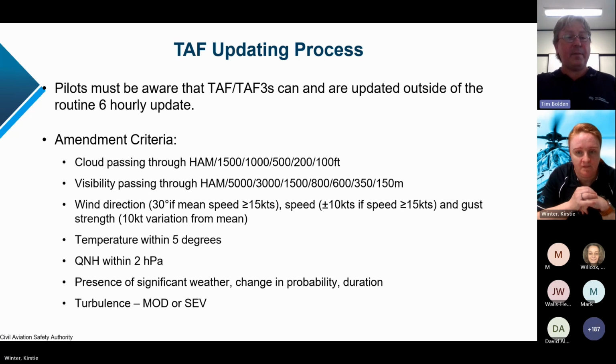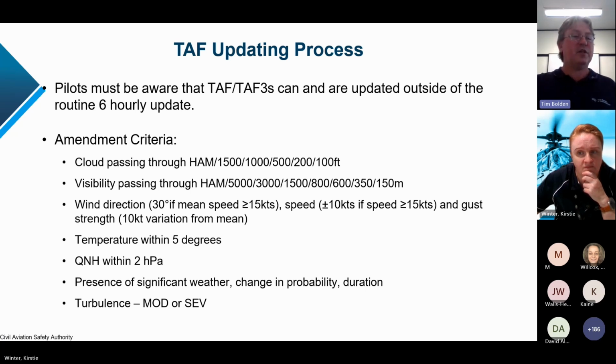Well, we have a set of amendment criteria that our TAF must be correct to, and if we are seeing observations or we are expecting to see observations differ from the current TAF, we will amend. For cloud, it's passing through the highest alternate minima or the heights listed in front of you. Similarly, visibility, passing through the highest alternate minima or the heights listed in front of you.